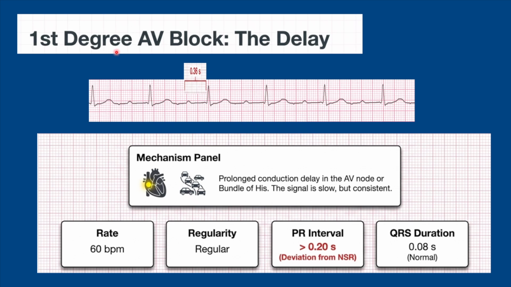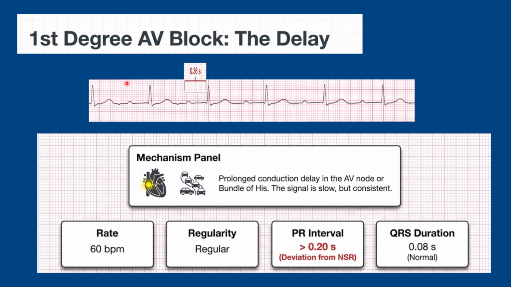So, first degree AV block, simply, it is delay. So it is delay in conduction. And if there is delay in conduction, we expect the PR interval to be prolonged. So if you look at the PR interval from the start of the P to the start of the Q here, you will find the PR interval is 9 small squares, which means 9 by 0.04, which is 0.36 seconds. This is prolonged because the normal is 3 to 5 small squares, or up to 0.2 seconds.